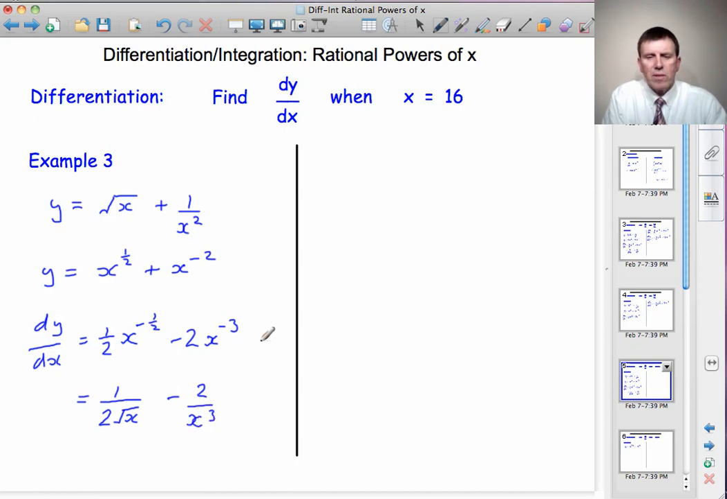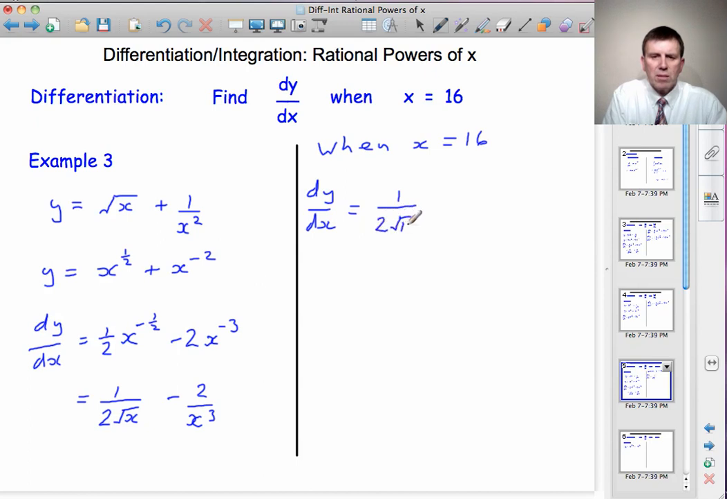Now, although I said you could leave the answer like that, and you can, it's easier to substitute a value in when it's in this form here. So that's why I've rewritten it. So I'm now going to say, when x equals 16, dy by dx is equal to 1 over 2 root 16 minus 2 over 16 cubed.